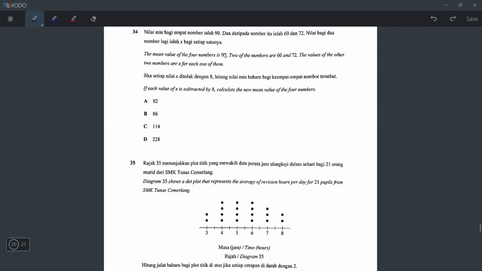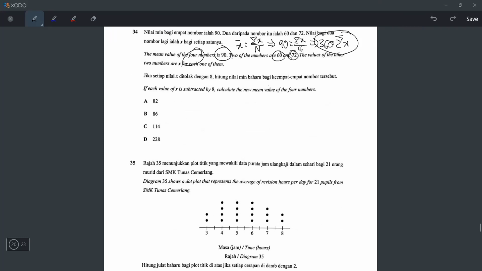Okay, 34. The mean value of 4 numbers is 90. We all know the mean formula is the sum of all values divided by n. But we all know that the mean is 90 already. So the mean is 90. And then the sum, although I don't know it, the n they say is 4 numbers. So it means the sum of all values of x is 90 times 4, which is 360. So I get this already, even though I still haven't finished reading the question, but I already know the sum of values of x is 360.